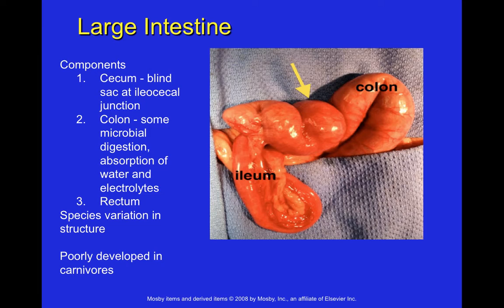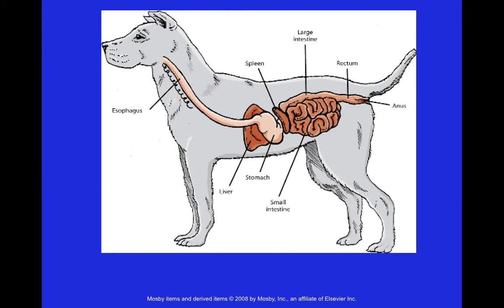Species variation and structure of all of these: in general, the colon and especially the cecum is very poorly developed in carnivores. So ileocecal junction. What this is pointing to is the ileocecal junction, the small muscular sphincter between the ileum and the cecum in the dog and cat. Okay, this is a good image to get to know.